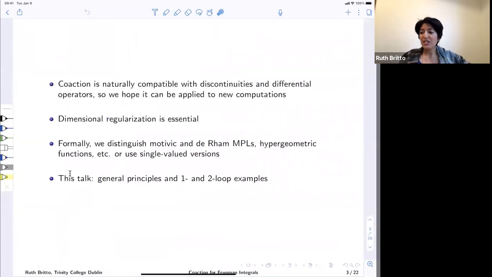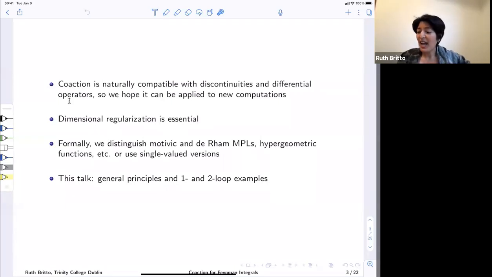So a few remarks as we begin. The coaction is naturally compatible with taking discontinuities and differential operators. This will be very familiar for people working on the symbol calculus, so we hope it can be applied to new computations to great effect. For us, dimensional regularization is absolutely essential because divergences exist, even if you start with an integral that's finite. By the time you apply cuts and pinches, you'll be involving divergent integrals. So this is all within this context, definitely.